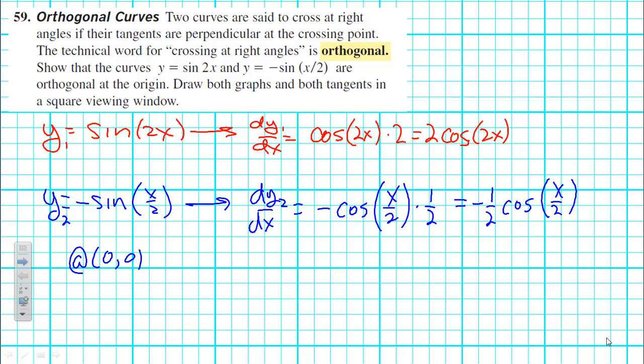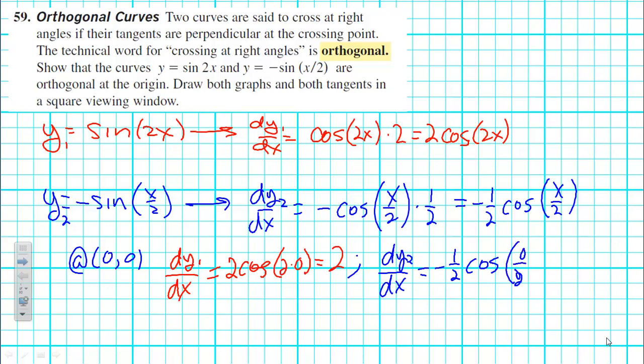So at (0, 0), I can actually say that dy1/dx is equal to 2 cosine of 2 times 0. Cosine at 0 is 1. So this is just 2. And then dy2/dx is equal to negative 1/2 cosine of 0 over 2. And that's equal to negative 1/2.